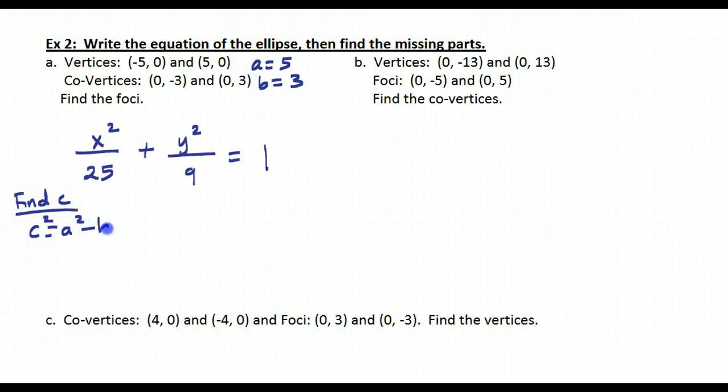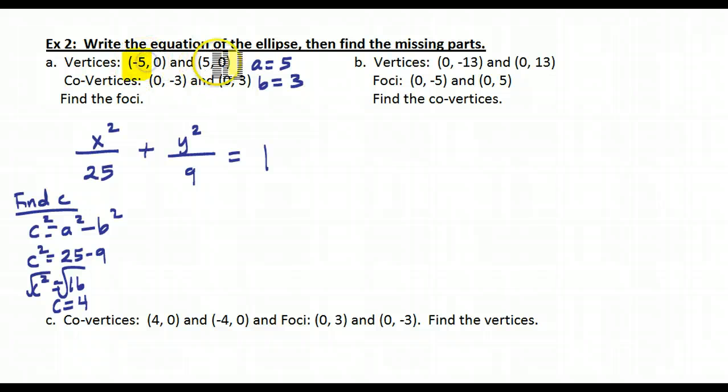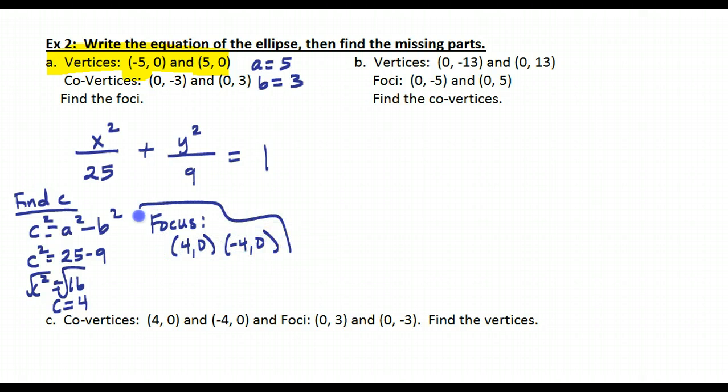So I'm going to find c. And again, the shortcut I gave you was it's really just the big number subtract the small number. So here 25 subtract 9, which ends up being 16. Okay, c is 4. And then I just have to think back, because remember, focus points are in the same plane as the vertex points. So my focus points are going to be x values: 4, 0 and negative 4, 0 for my missing points there.